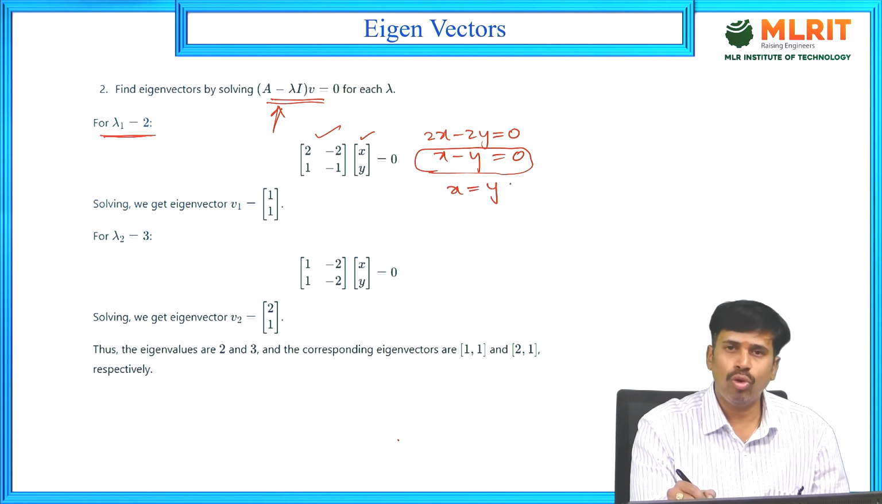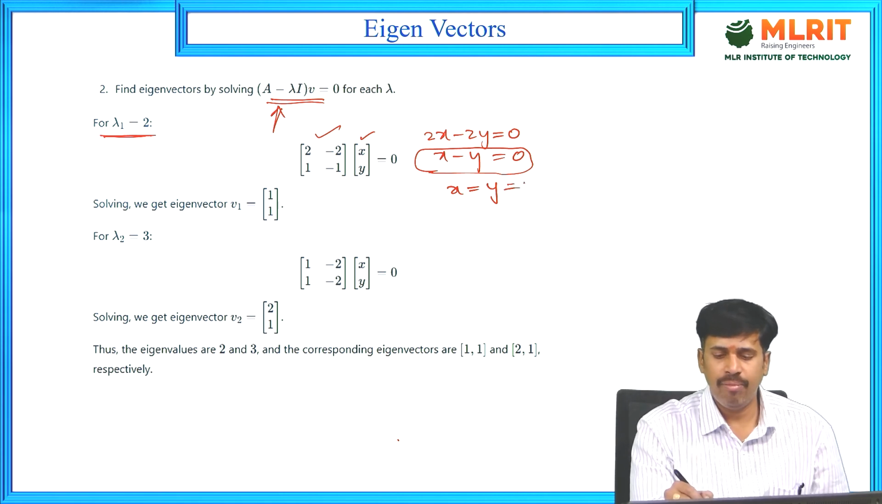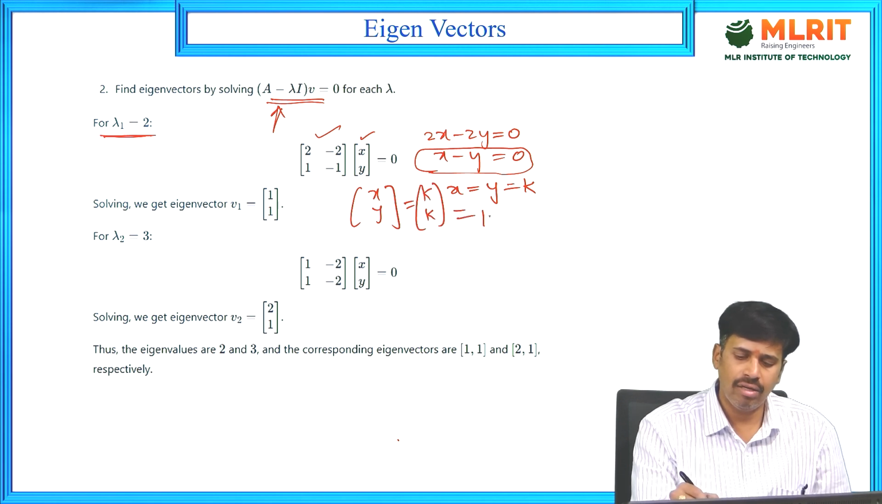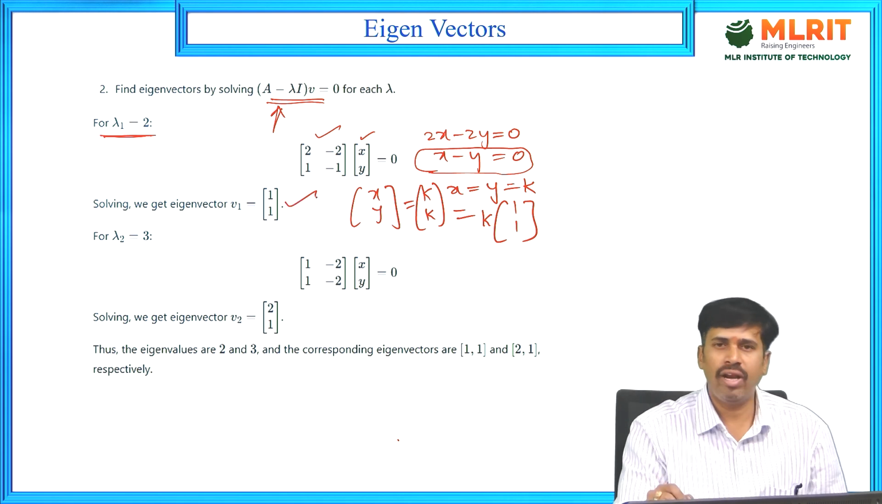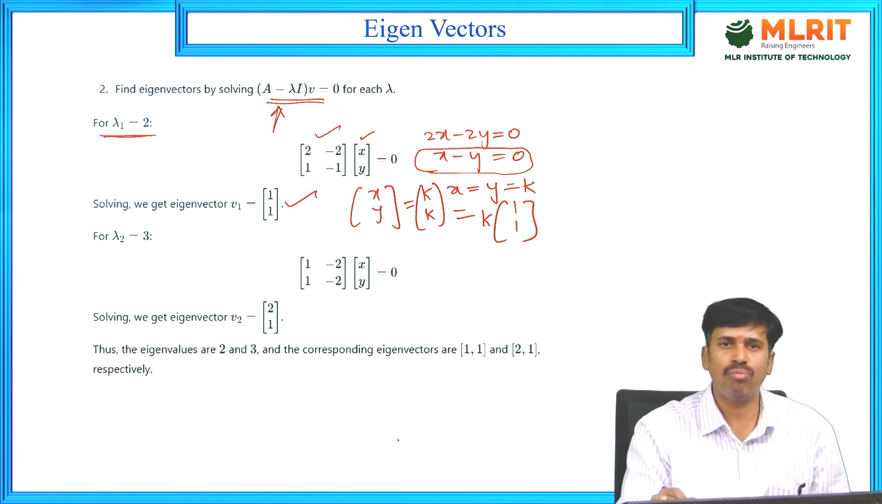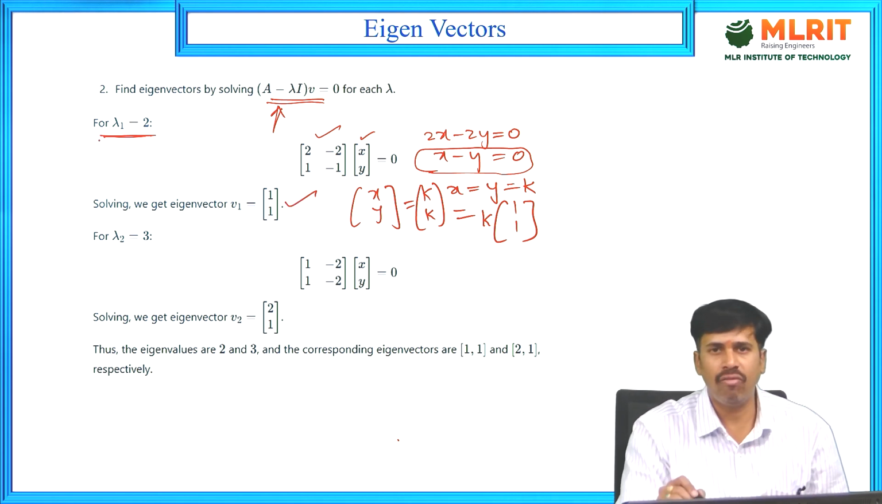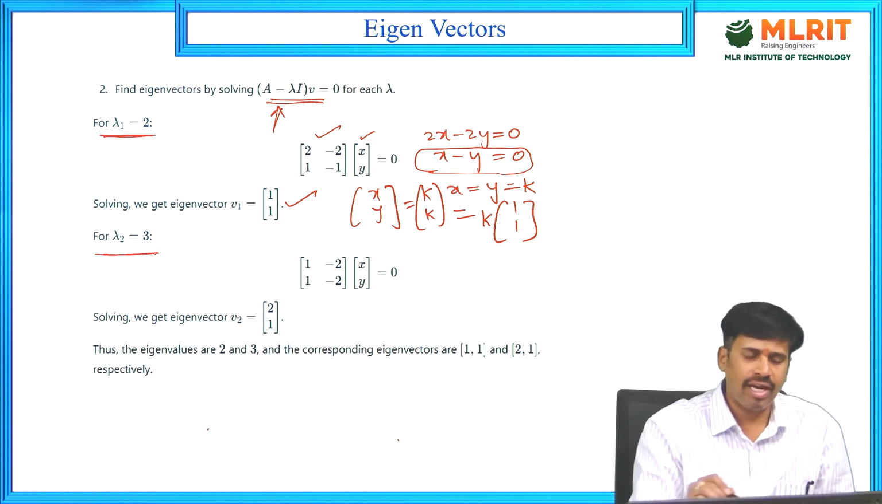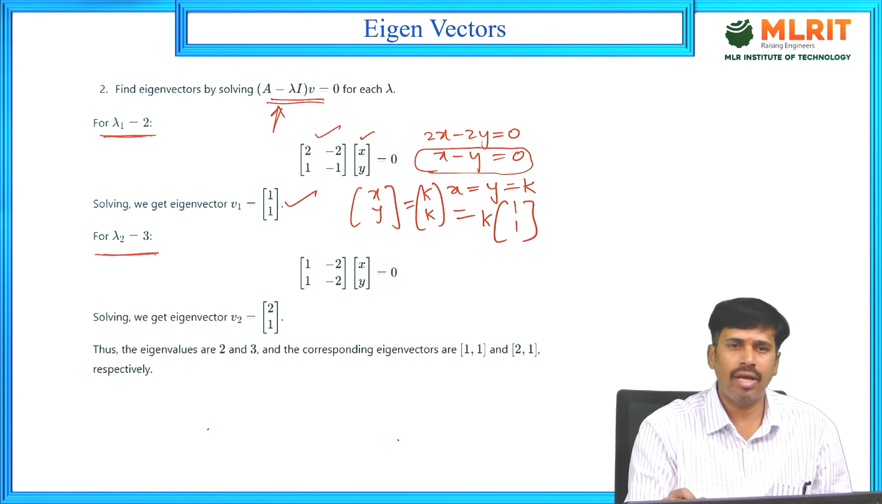We don't know what the values of x and y are, let it be k. So the values of x and y are k, k. If you take k outside as common, we get (1, 1). So (1, 1) is the eigenvector corresponding to the eigenvalue lambda equal to 2. Right. Now we find the eigenvector corresponding to the other eigenvalue lambda equal to 3.